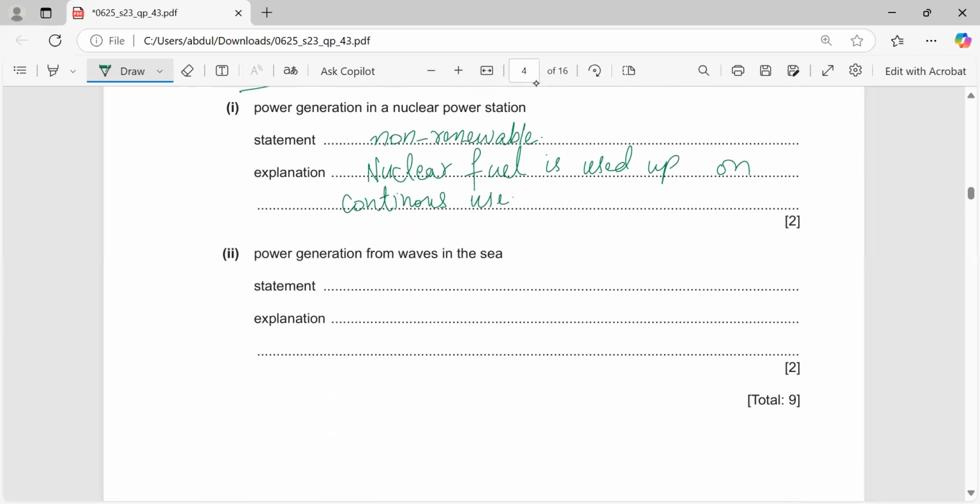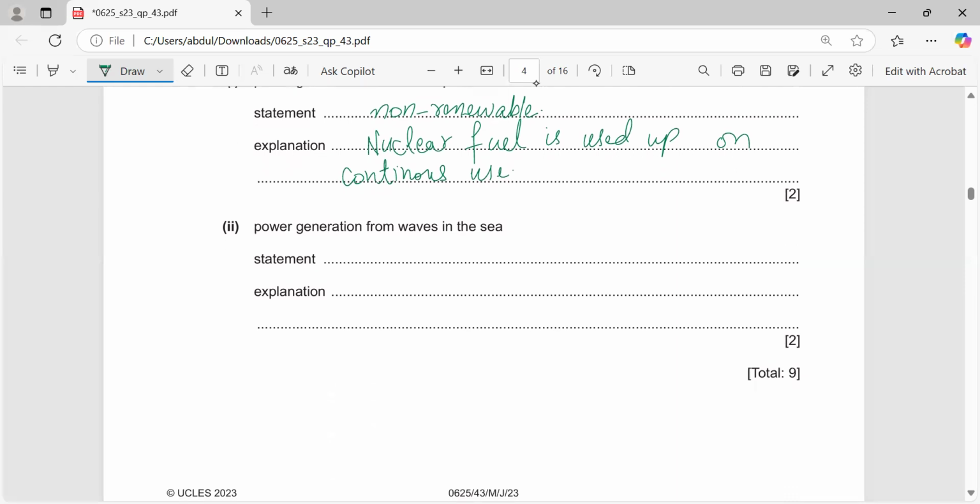The generation from the waves in the sea is renewable. And the explanation: waves will be always present, water is too much, waves will be always present or available, you can say like this.